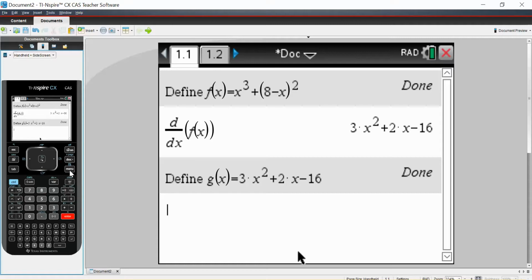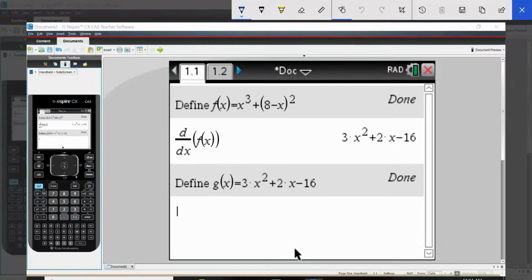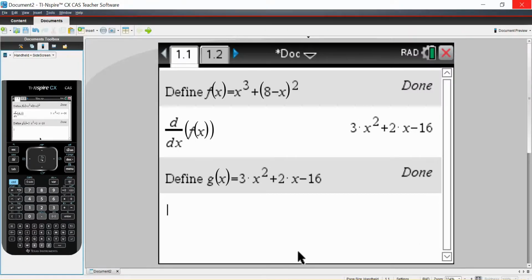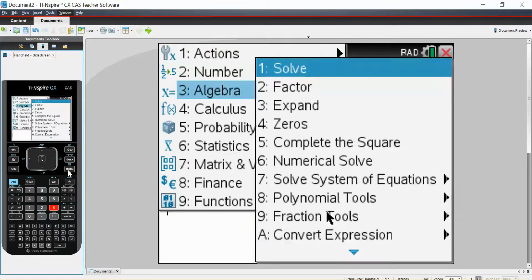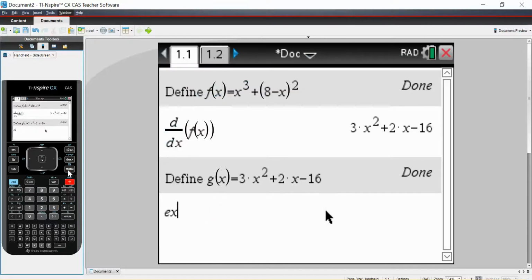What did I want to do again? I wanted to solve the derivative equal to 0. By hand, what I want you to do is solve 3x squared plus 2x minus 16 equals 0 for x. Now instead of doing it by hand, we can do it on a CAS. Literally type in solve. Remember, at the start of the year I taught you define and solve. So how do you solve? Menu, algebra, menu 3, 1 is solve.